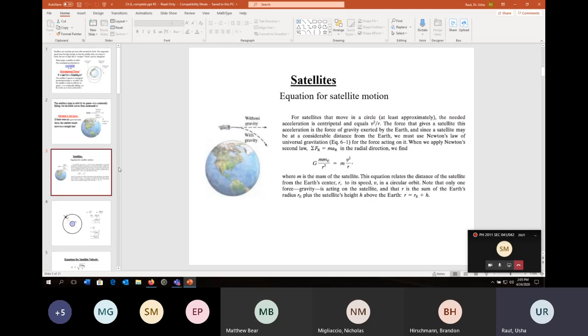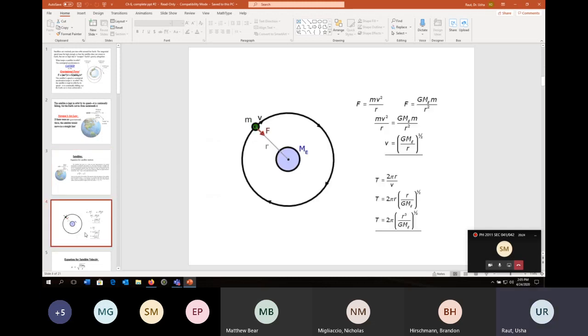So I've just written it up in a way that's more clear. You can see M. It's a general argument, but let's say M is the mass of the satellite and M_E is the mass of the Earth, right?